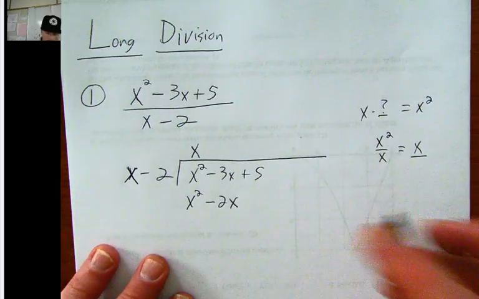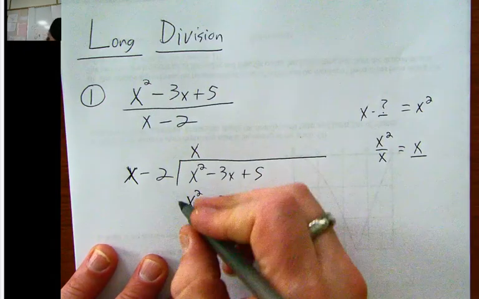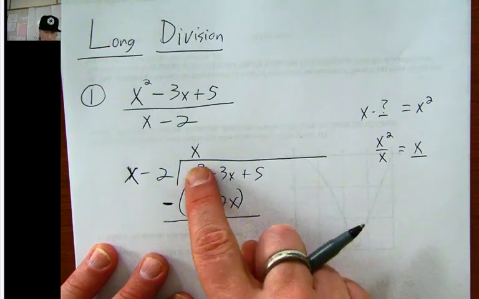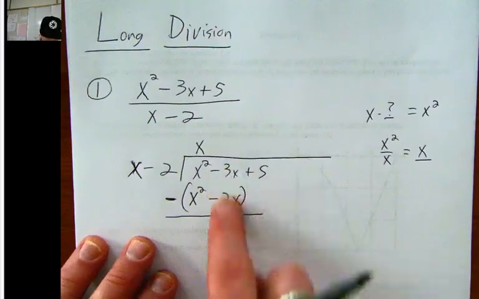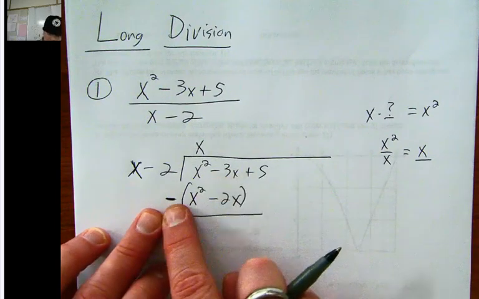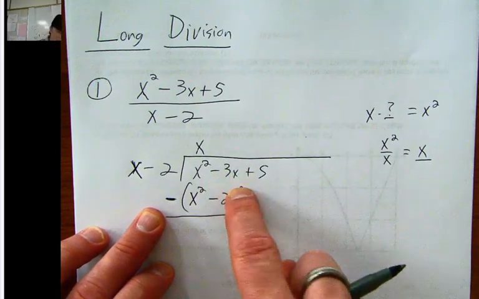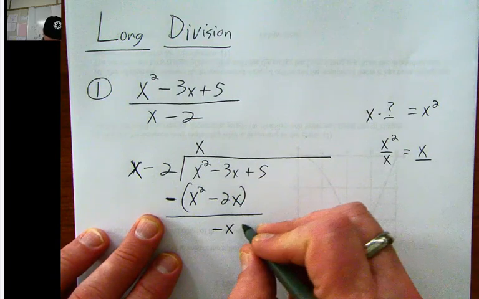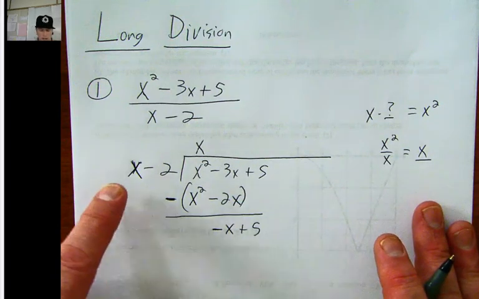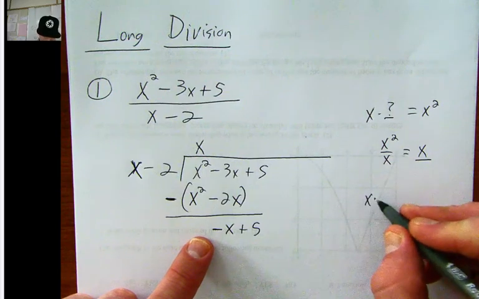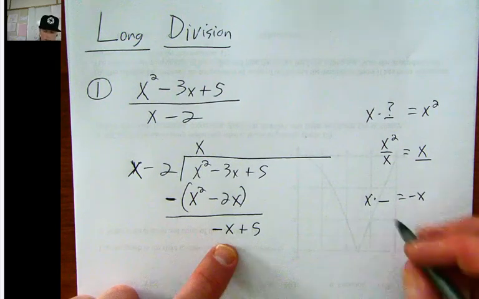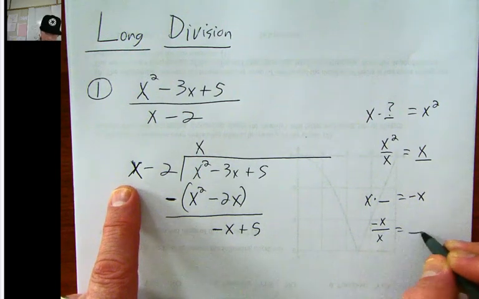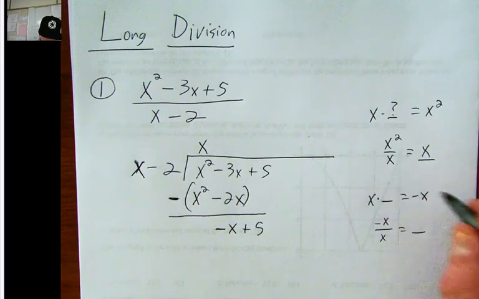Then this is long division, so what comes next? Subtraction. So we subtract. Be careful with the positives and the negatives. X squared minus x squared, so the x squareds are gone, but negative 3x minus negative 2x is really negative 3x plus 2x. So it's negative x, and then you drop down the plus 5, and then you ask yourself, x times what is negative x? Or negative x divided by x is what? No matter how you work it, it's a negative 1.